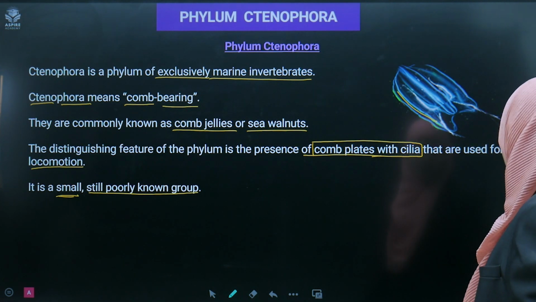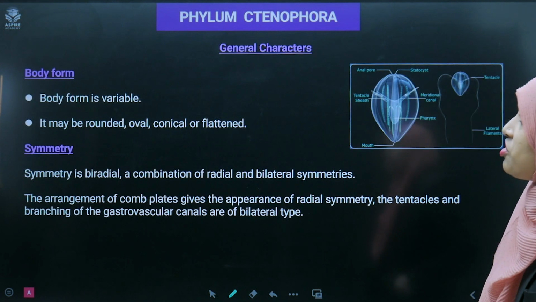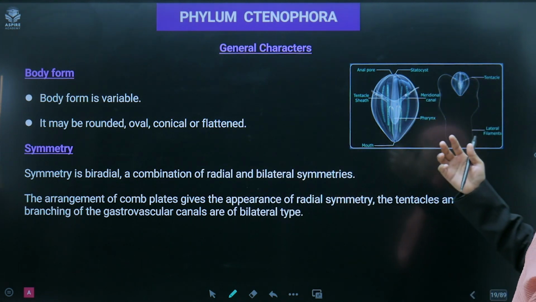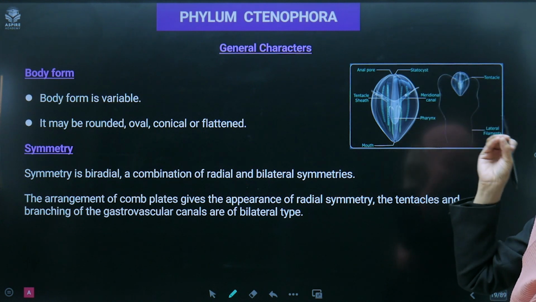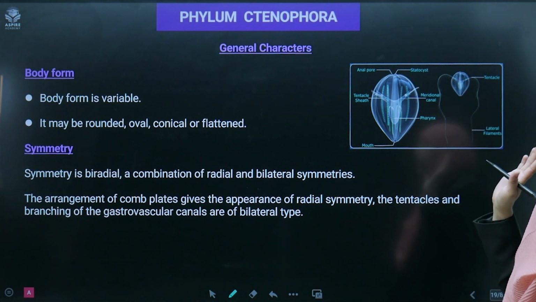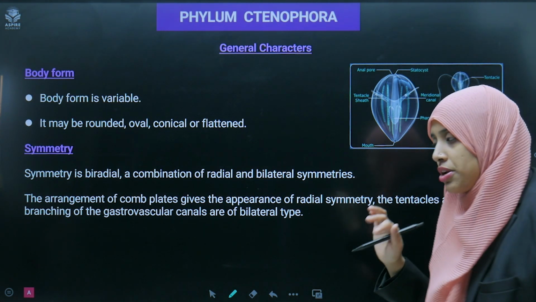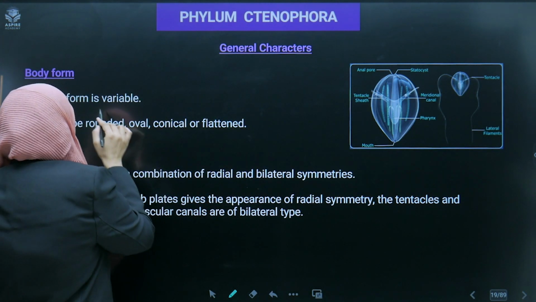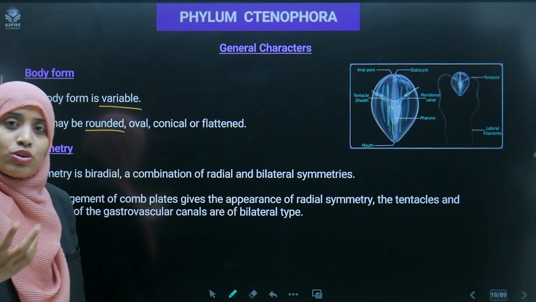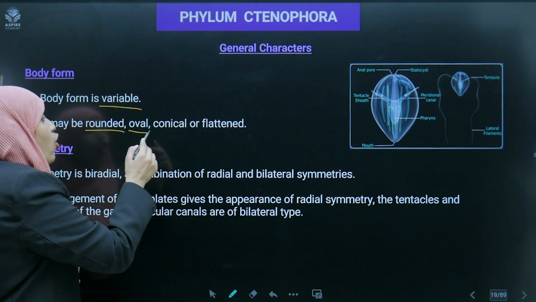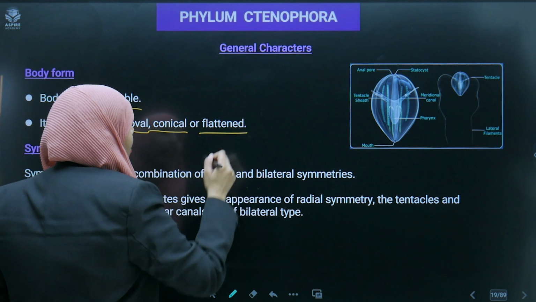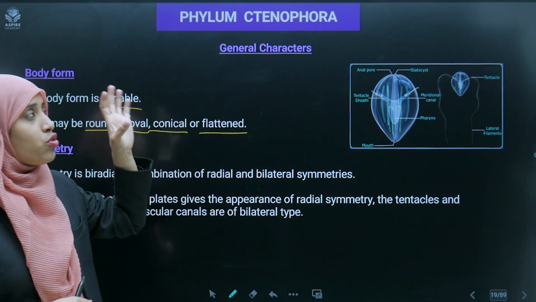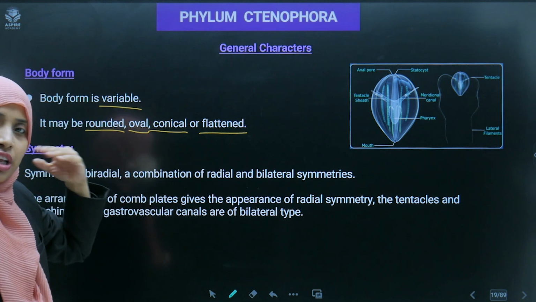Now what are the general characteristics and the habitat? About the body form we will see. Already we have seen mostly they are marine. Body form कैसा है? Variable shape. They can be of variable shape. They can even be round, oval, conical and flattened also. So the organisms of this phylum can be of variable shape.